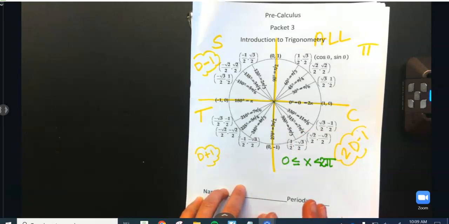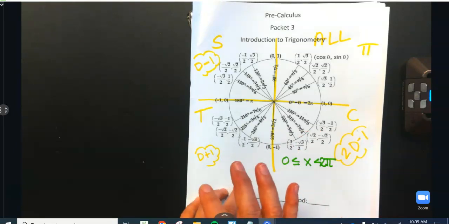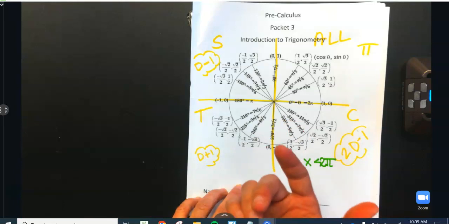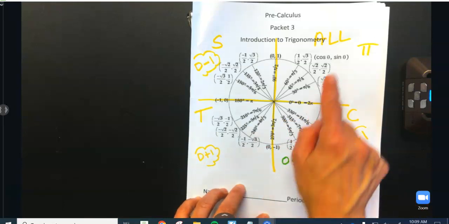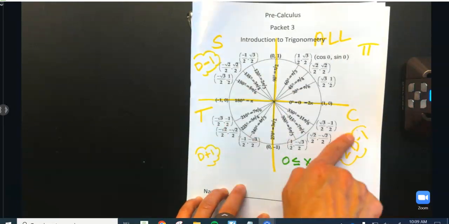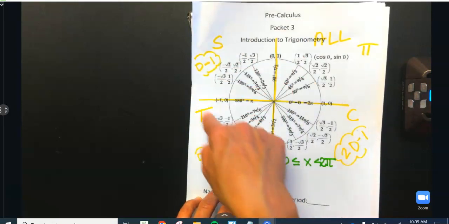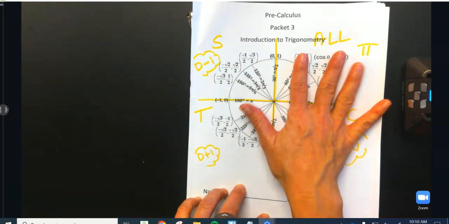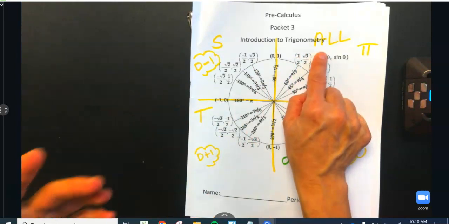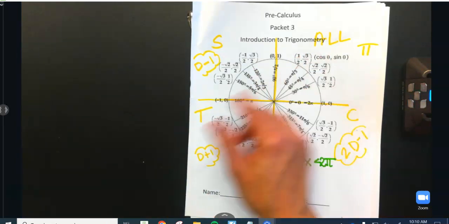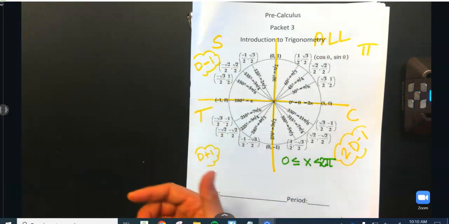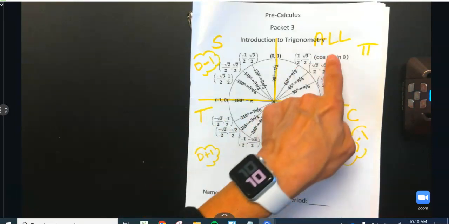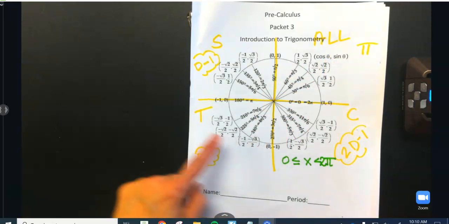I also told you guys a little mnemonic. You may have forgotten. I'm going to tell you again because it's pretty helpful. All students take calculus. That stands for the trig values where they're positive. So in quadrant 1, all the trig values are positive: sine, cosine, tangent, and their reciprocals, cosecant, secant, and cotangent are all positive up here.